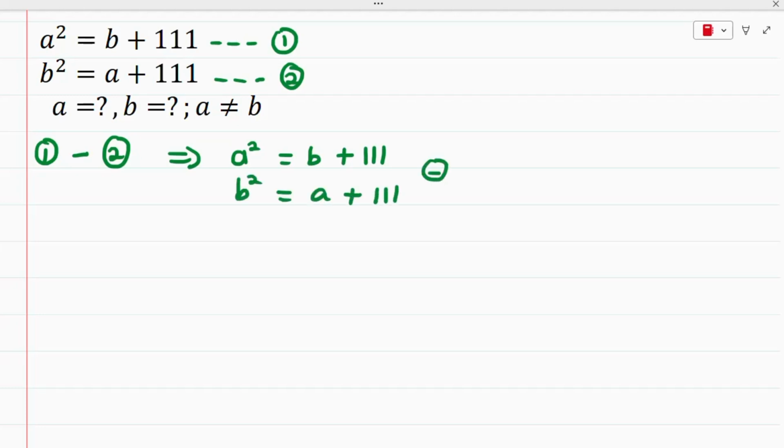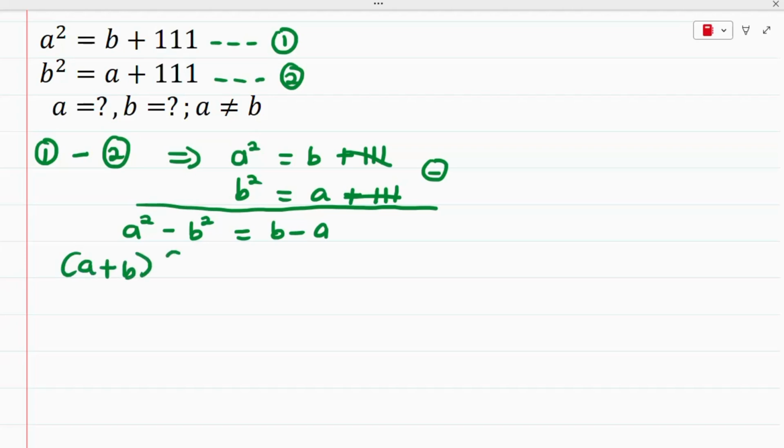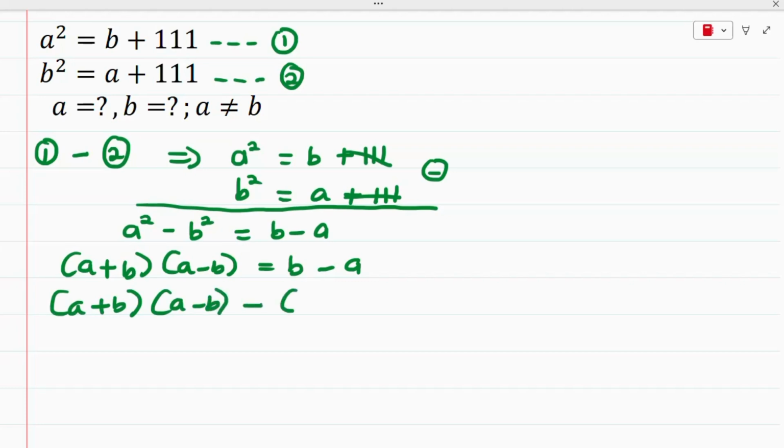So we want to simply subtract this. By doing this, we have a square minus b square is equal to b minus a. This we cancel out. So we have this right here. At this part, we know that a square minus b square is a plus b multiplied by a minus b, and this is equal to b minus a. Rearrange and set this to 0. We have a plus b multiplied by a minus b, minus into b minus a, and this is equal to 0.